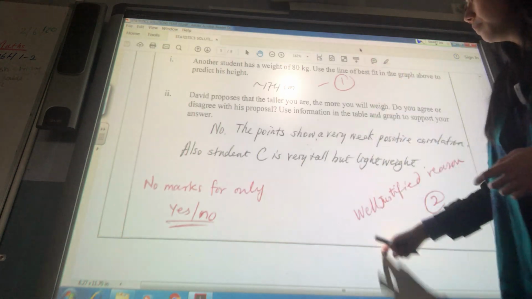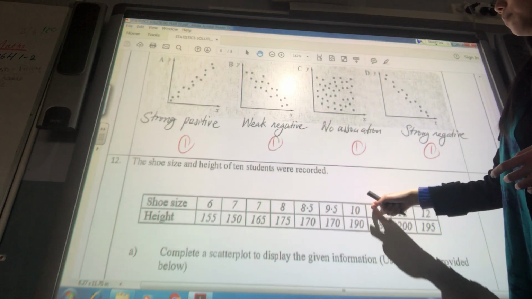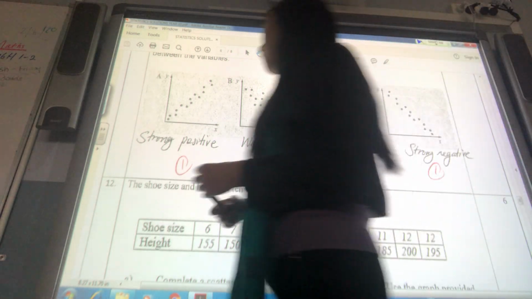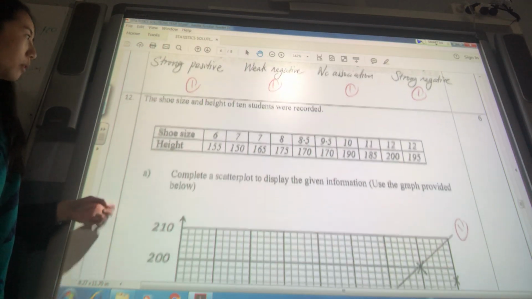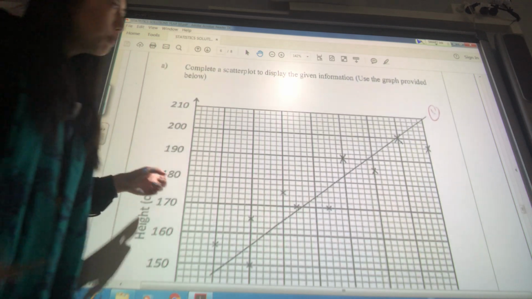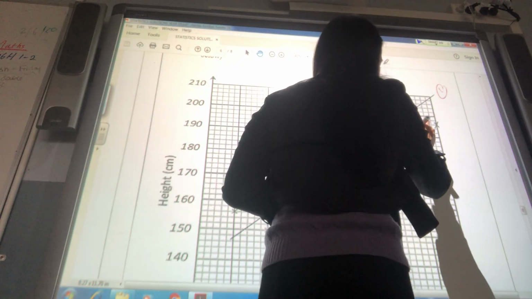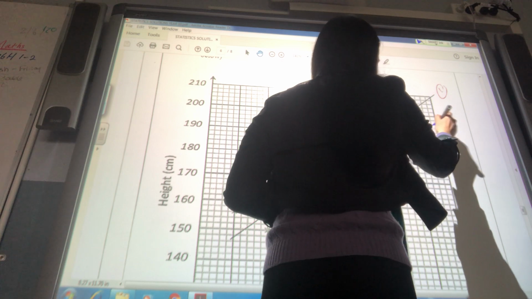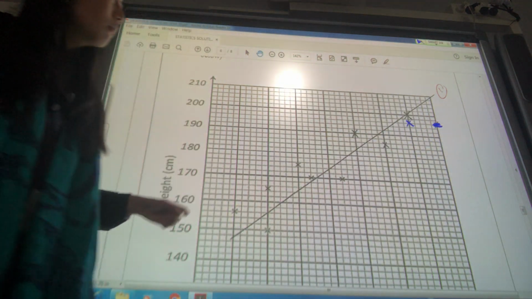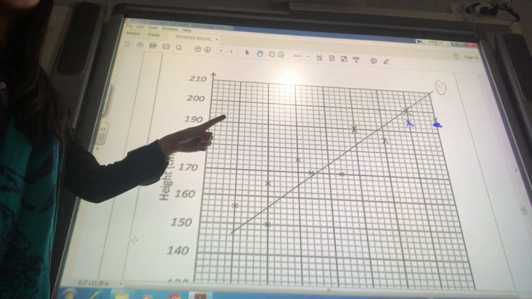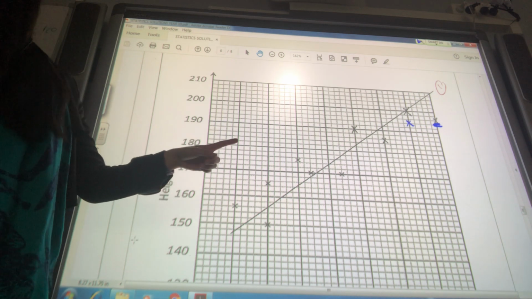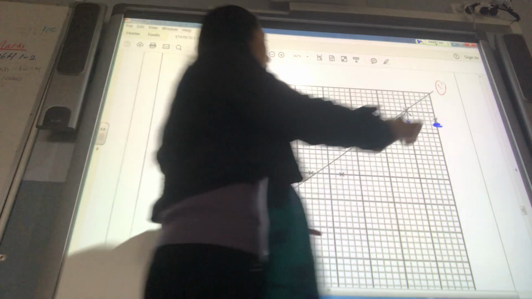Alright, next page. I think no one got these ones wrong. Question 12. This point should be here. So this is what a graph should look like. And if your line didn't pass through approximately the middle, I also took a mark off.